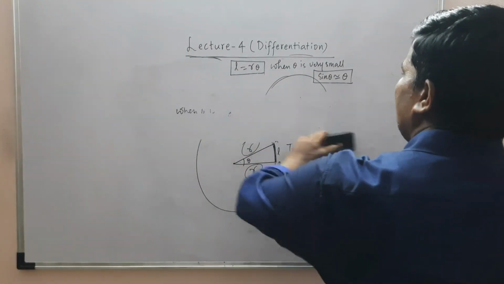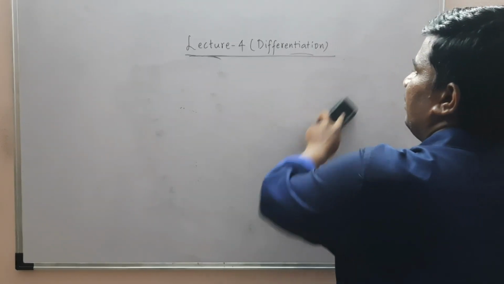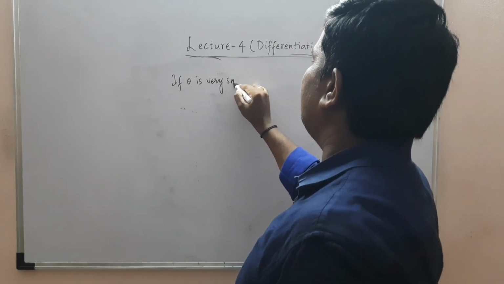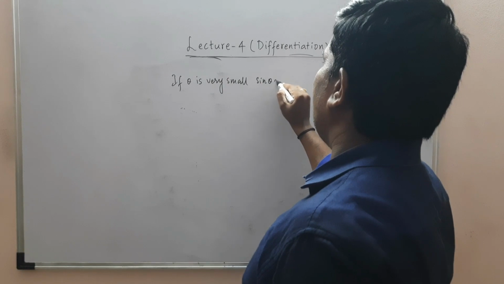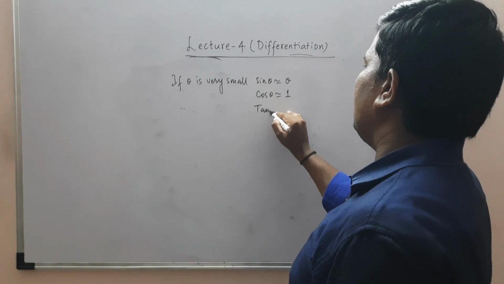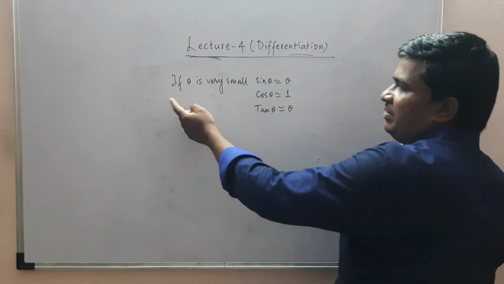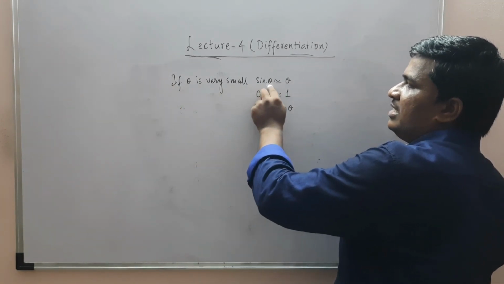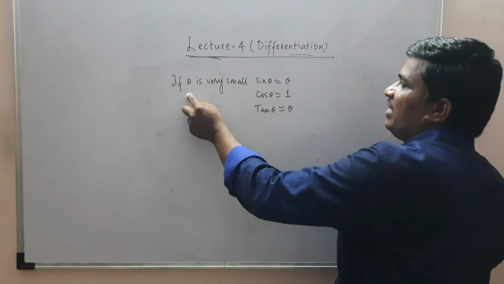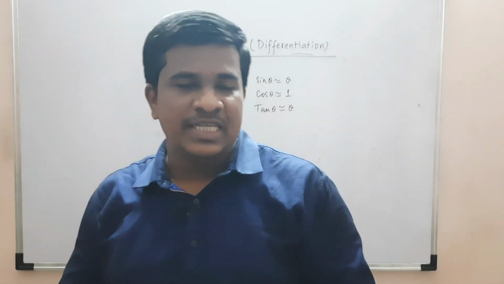Let me put all these results in one place. If theta is very small, sin theta can be approximated to theta, cos theta can be approximated to 1, and tan theta can be approximated to theta. And not only theta: if x is very small, sin x is approximated to x, cos x is approximated to 1, and tan x is approximated to x. Please remember these results.